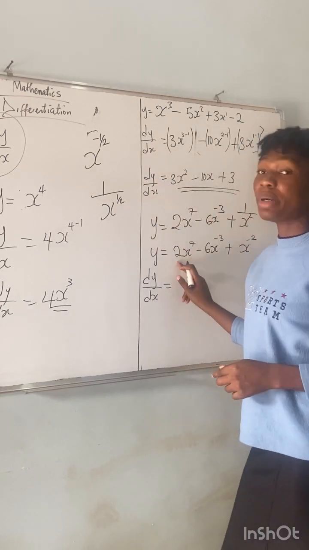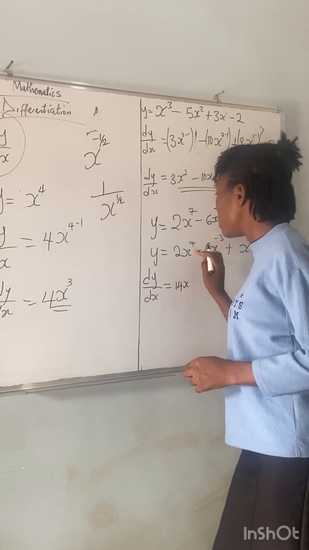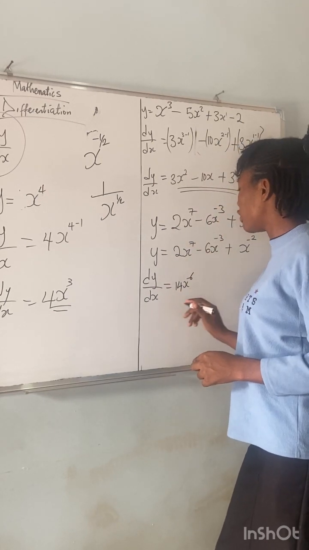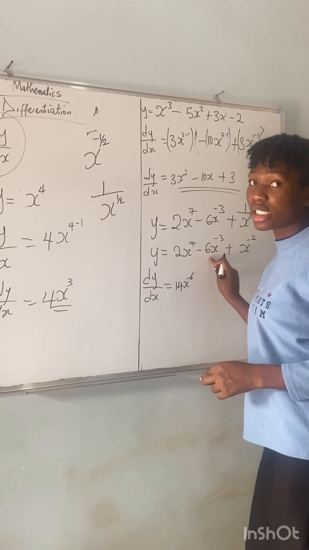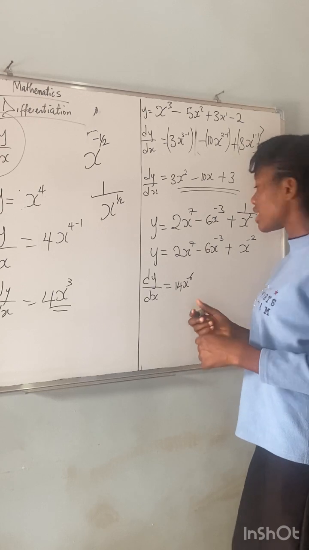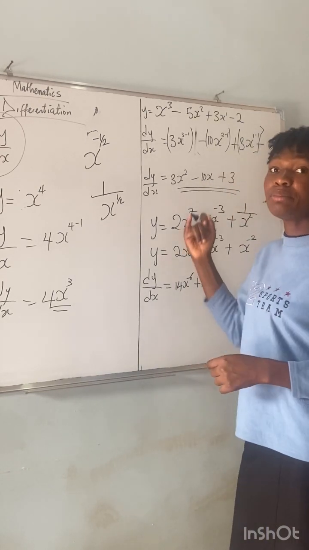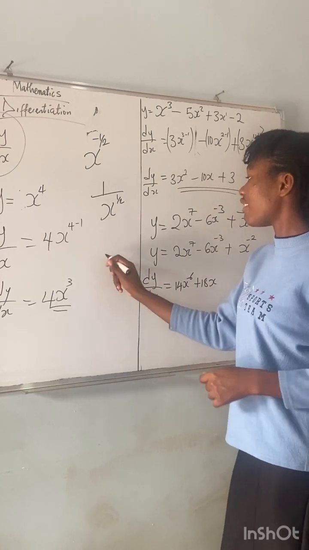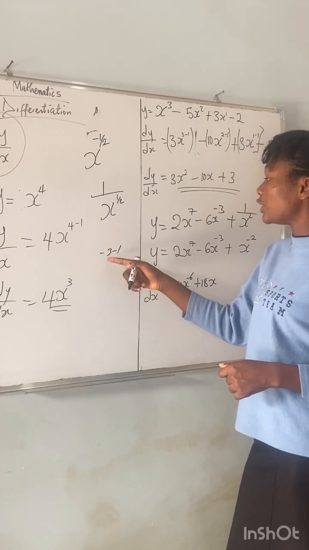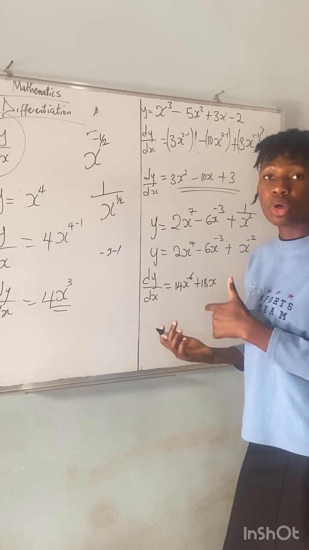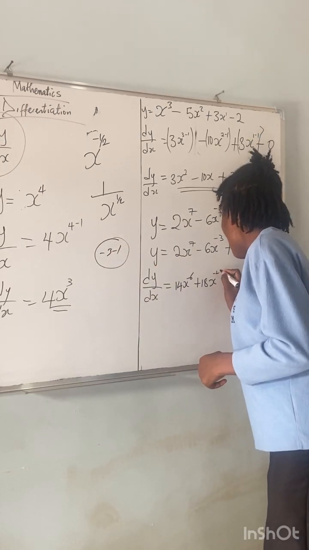Now multiply by the power quickly. We have 7 times 2, we have 14x, and then when we less 1 from 7, we have 6. 14x raised to the power 6. For the next person, minus 3 times minus 6, minus becomes plus, right? So we have plus 18. Then we have minus 3 minus 1. We are reducing 1 from the power. So when we have minus 3 minus 1, it becomes minus 4. All right, you must note this. It becomes minus 4. So we have x raised to the power minus 4.